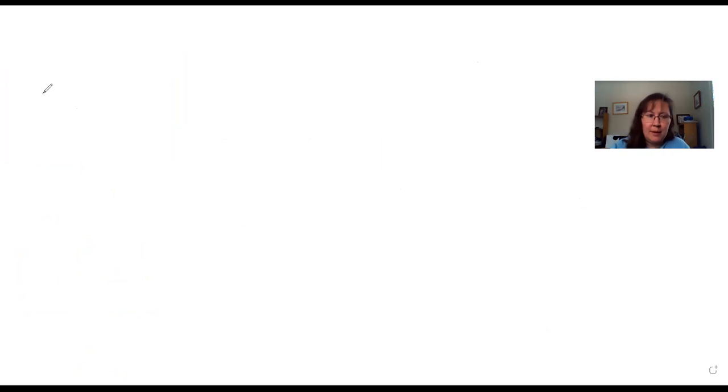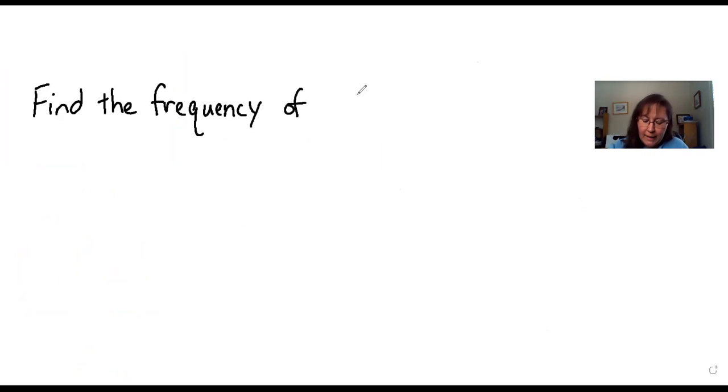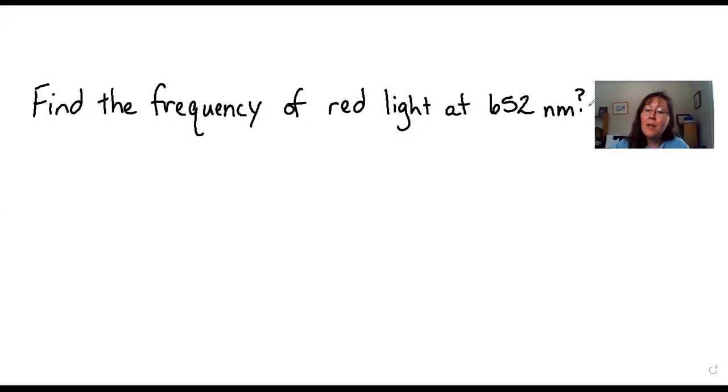So let's look at the problem. Find the frequency of red light at 650, and actually, hang on a second. I want to give myself 3 significant figures here. So 652 nanometers. Well, our step 1 for this is to convert to meters.